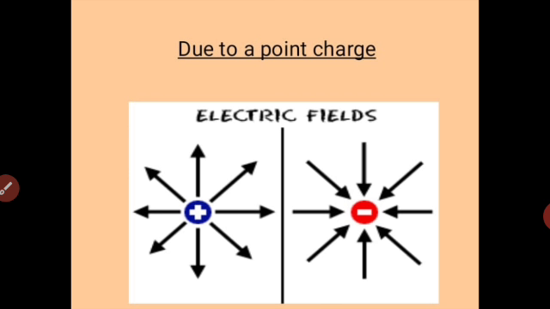Whereas, in case of an isolated negative charge, when you place the test charge near it, because both the charges are unlike, it will experience an attractive force and thus it will move towards the negative charge. Hence, the path is directed towards the negative charge, which is shown by the arrows pointing towards the charge.